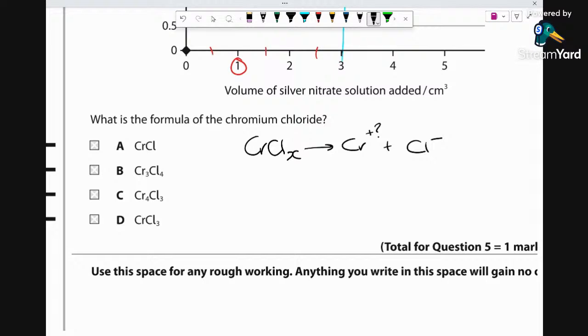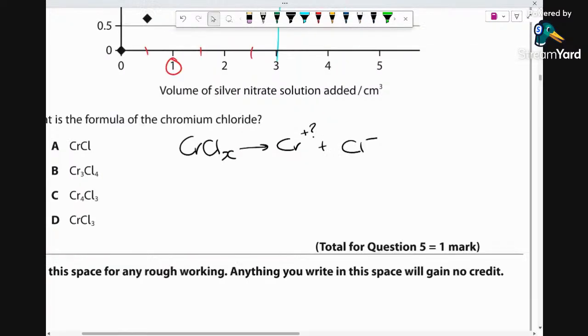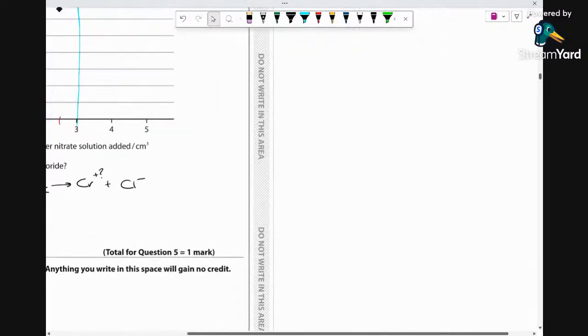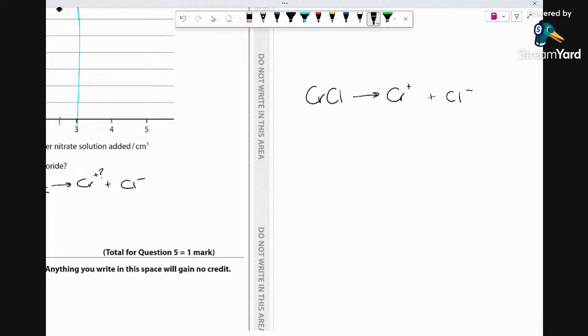Now, for those people who aren't sure what I'm doing here, I'm dropping into teaching this a little bit further, because this is actually a clever question. I like this question. So if we had chromium 1 chloride, I'd be forming Cr+ plus 1 Cl minus. If it was chromium 2 chloride, I'd be forming Cr2+ plus 2 Cl minuses. If it's Cr3+, then I'm going to get chromium 3 plus and 3 chloride ions.